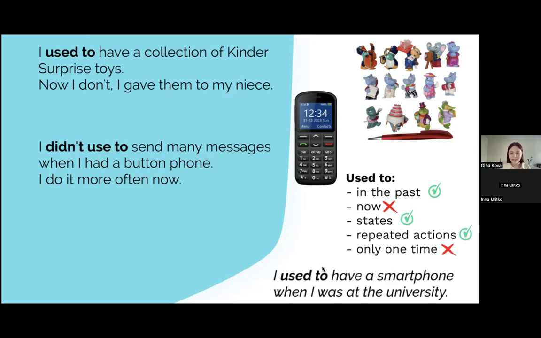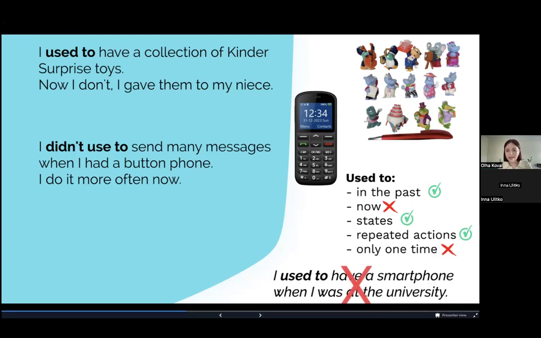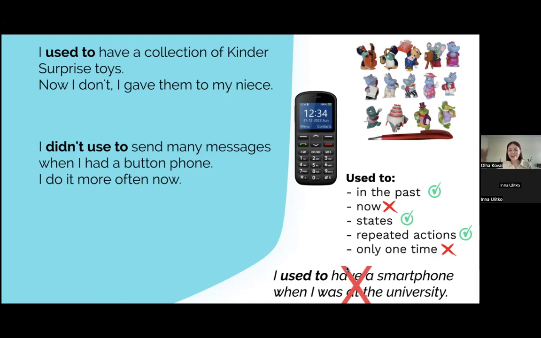So now please look at this sentence and think whether it's correct or maybe there is a mistake in it. I used to have a smartphone when I was at the university. So this sentence is about me. It's incorrect because the situation hasn't changed. I had a smartphone when I was at the university, and I have a smartphone now. So I can't use used to because the situation hasn't changed.